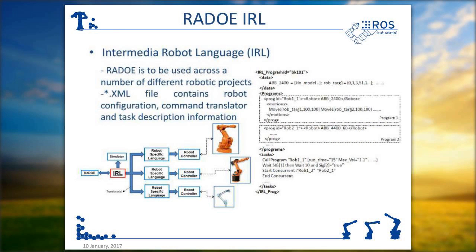And we also have an intermediate language embedded in RADOE in order to have the same task be applied to different robots. So you can have the same programming in your RADOE environment, but this program can be executed on different robots, for example, on an ABB or KUKA or on Universal Robot.